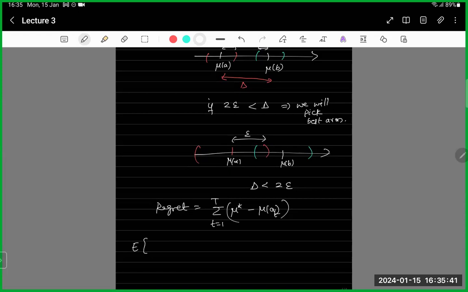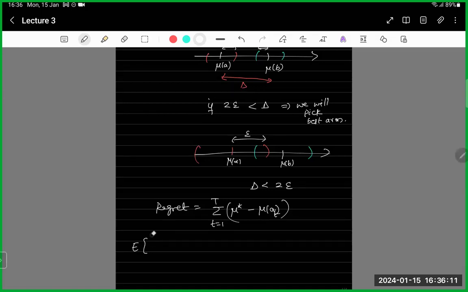Capital T is the total number of rounds we have, including the 2m. So it's like you are given a chance to play a lottery machine some T times. You have to decide how much time you want to explore. That is up to you. Totally, you'll have T chances. You want to maximize your reward in those T chances accumulated.